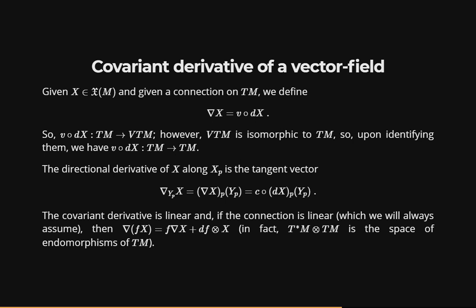if you have a vector field, you can multiply it by a scalar function. It just means that you are multiplying by the scalar at every point. So what happens if you take nabla fX? Well, if the connection, the Ehresmann connection, is linear, this turns out to be f times nabla X plus this tensor product. Now, why this tensor product? Well, because the T star M tensor TM is the space of endomorphisms of TM, so the linear maps of TM to itself.